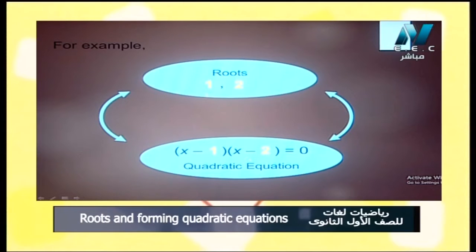Yes, put 1 and 2, the two roots here. If the two roots are 1 and 2, then the quadratic equation will be x minus 1, which is the first root, and x minus 2, which is the second one. If the two roots are 0 and negative 4, it will be x minus 0 and x minus negative 4. We multiply all of them equals 0. It will be the quadratic equation.